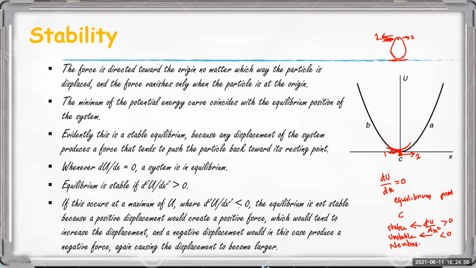then d square u by dx square is less than 0, and the equilibrium is not stable, because a positive displacement would create a positive force, which would tend to increase the displacement, and a negative displacement would in this case produce a negative force, again causing the displacement to become larger.